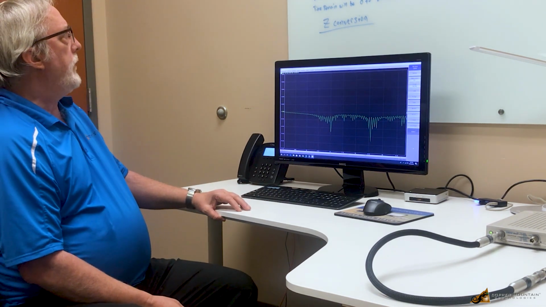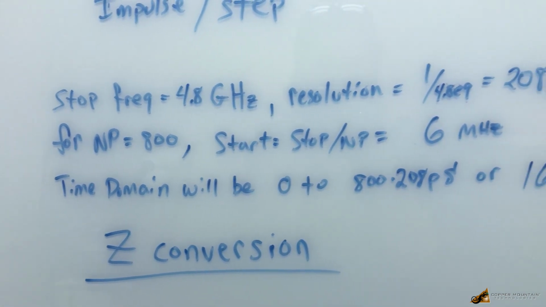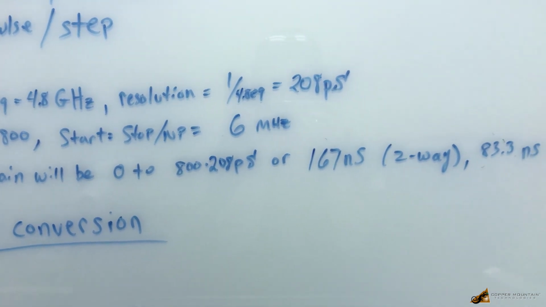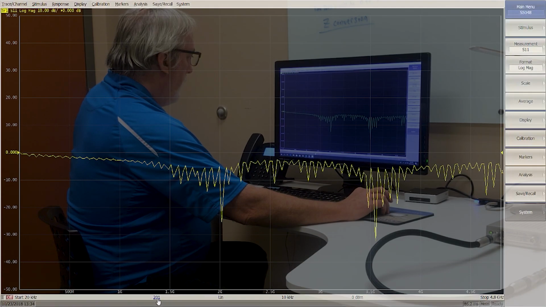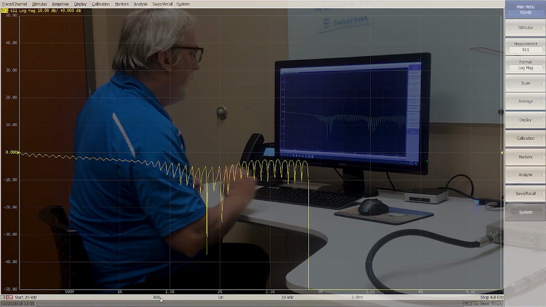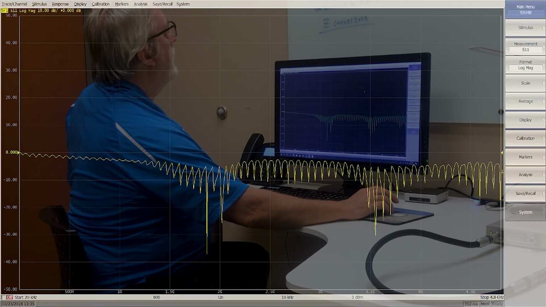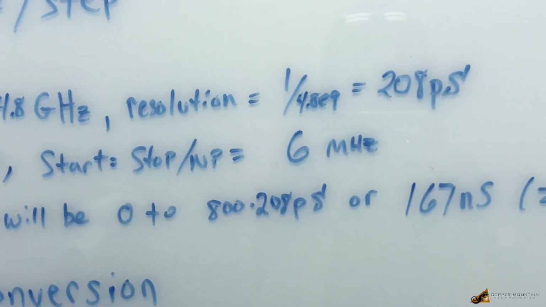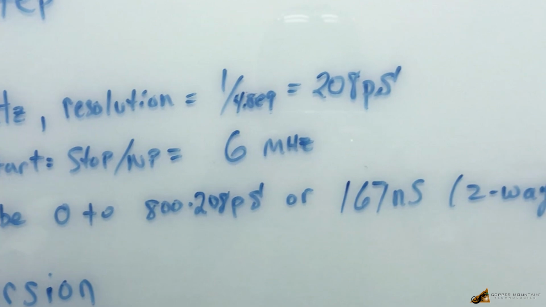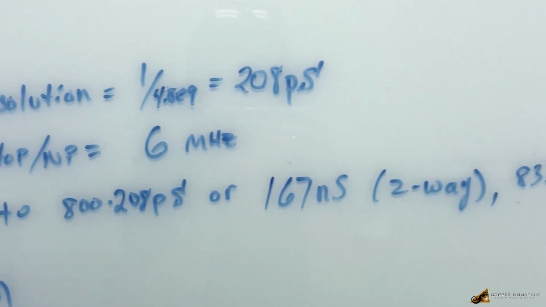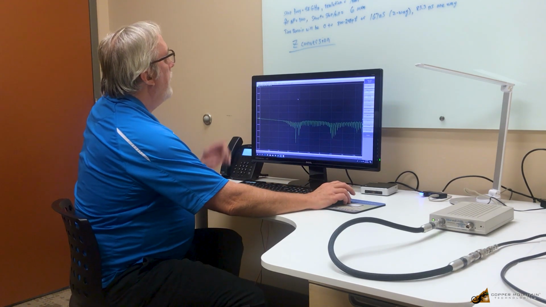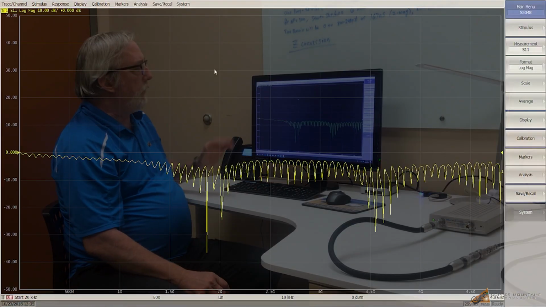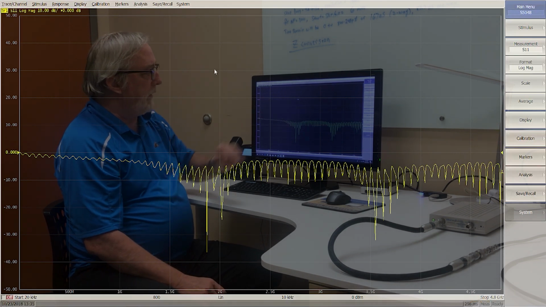So I'll go ahead and set this up, and the stop frequency is going to remain 4.8 gigahertz, which is the top end of the VNA. The number of points I'm going to set to 800. And now, because my top end is 4.8 gigahertz, the resolution in my time domain is going to be 1 over 4.8 gigahertz, or 208 picoseconds. Now, for the number of points at 800, we have to set the start to 6 megahertz. We have to do that so that every point on the screen is harmonically related.